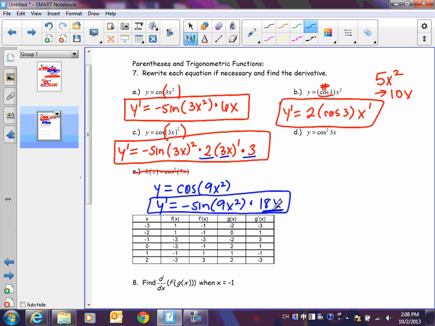All right, D is the one we just worked on the previous page. Okay, so I'm not going to work D out, but I would like for you to write this right here. That cosine of 3x squared is the same as squared, and then just say C number 5, okay? We already did that one.